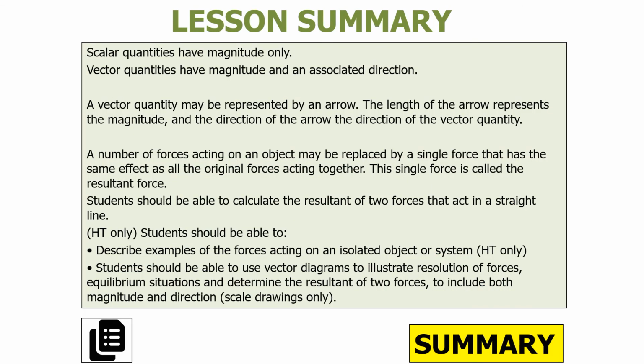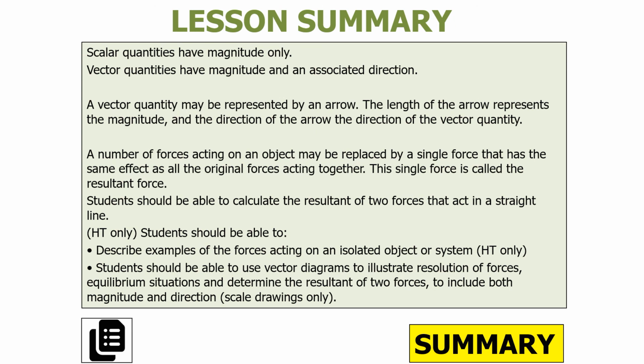So what have we learned in today's lesson? We know that scalar quantities have a magnitude only, and that vector quantities have a magnitude and an associated direction. A vector quantity may be represented by an arrow, and the length of the arrow represents the magnitude, and the direction of the arrow shows the direction of the vector quantity. A number of forces acting on an object may be replaced by a single force that has the same effect as all the original forces acting together, and this single force is called the resultant force.